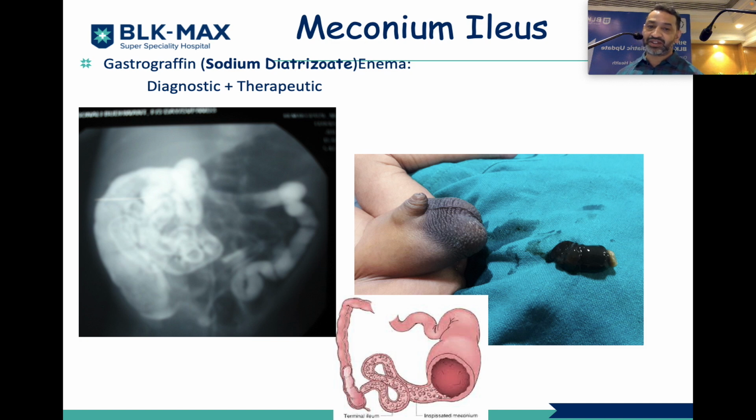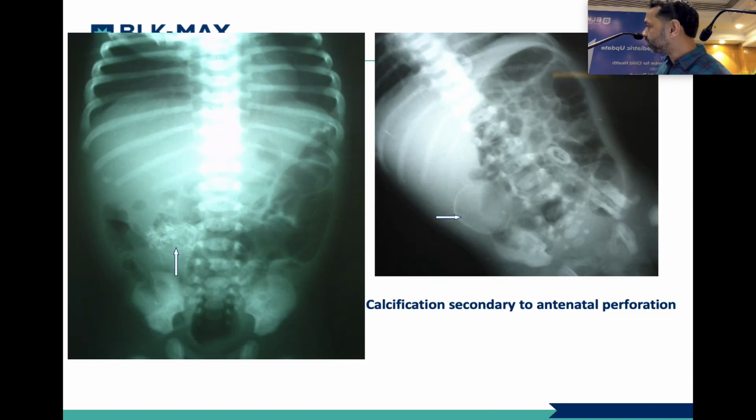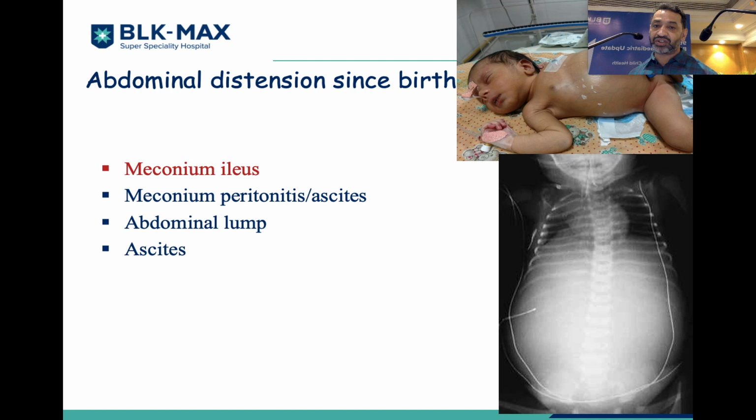such kinds of cases. Sometimes you can see calcifications because of antenatal perforations. So this child had a meconium peritonitis with antenatal perforation and calcification.